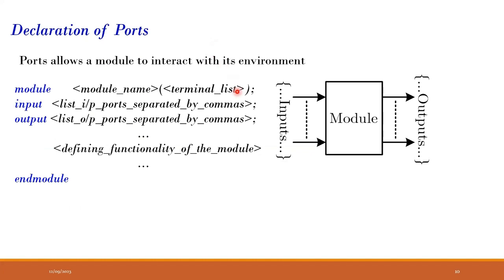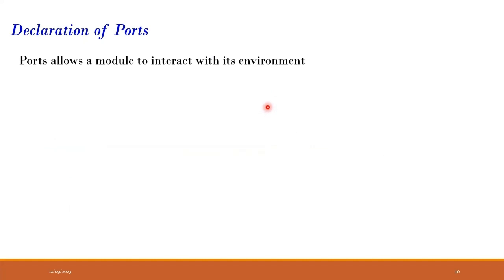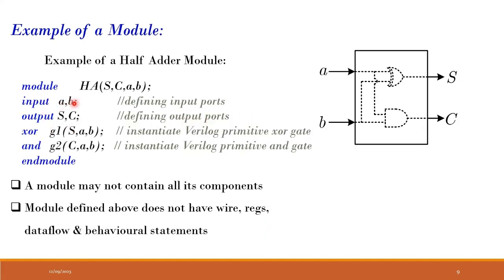Now ports are my input and output. As you would have seen in the last example, we had written input A, comma B. They are separated by a comma, and then they have to be ended by a semicolon. Both input and output have to be ended with a semicolon. Once you write a line of code, you have to end it with a semicolon. If you don't, it will throw an error. This is something you must know.